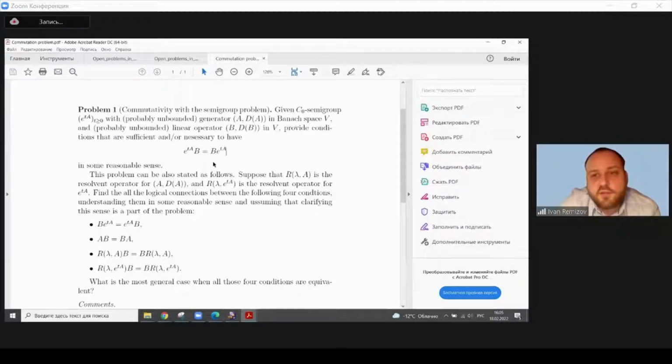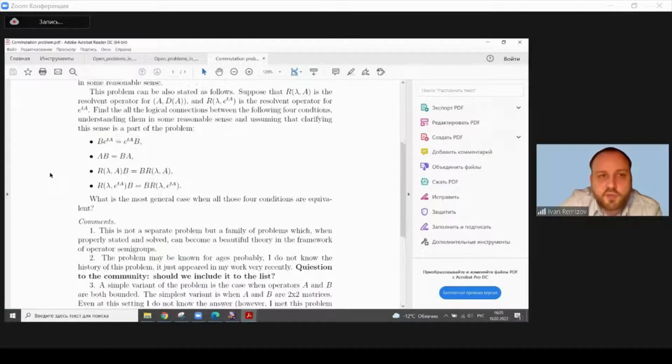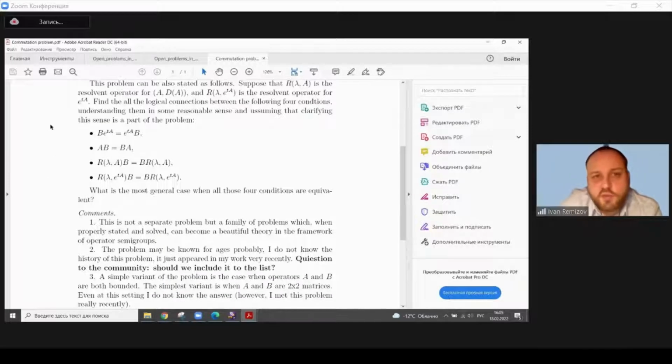And to make this problem well posed, we need to clarify something. The question which I encountered, and also I propose that this problem also can be stated as follows.